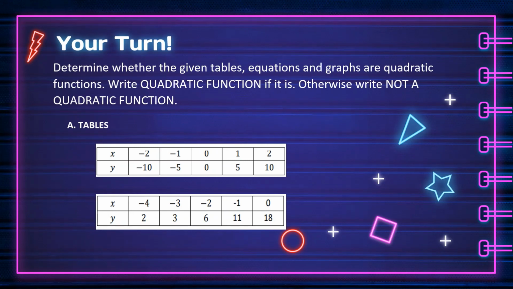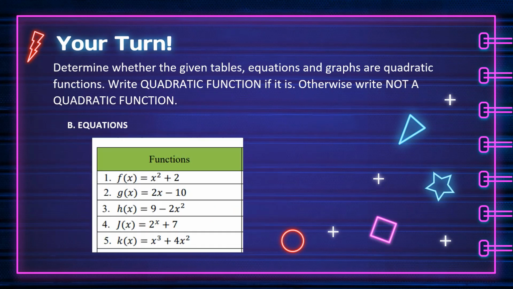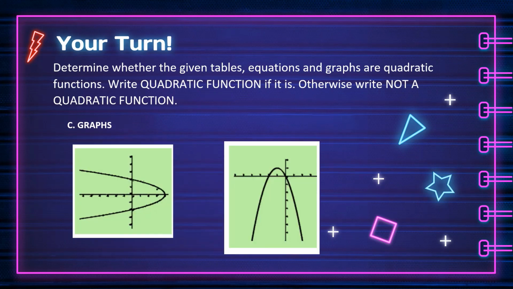And now it's your turn. Get your paper and pen and do the following activities. The first one, you have to determine whether the given table of values is a quadratic function or not. Then, determine whether the given equation is a quadratic function or not. Then, determine whether each graph is a quadratic function or not.